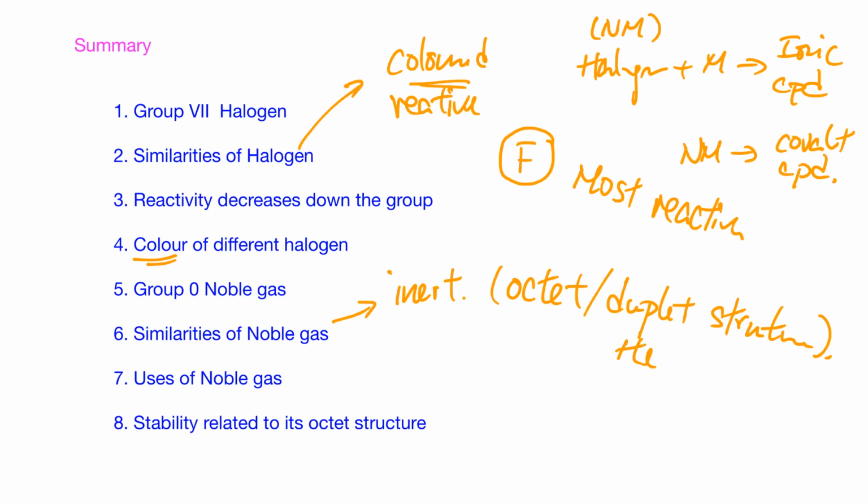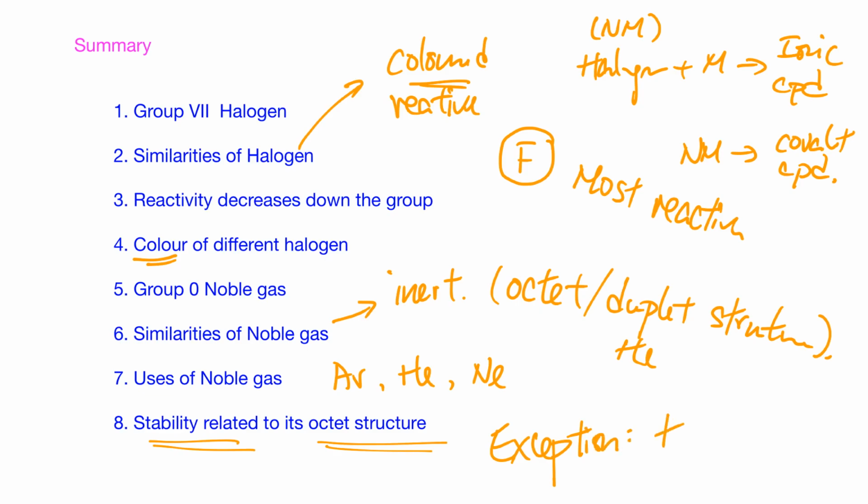For the uses of noble gas, we have mentioned three of them: argon in light bulbs, helium in airships, and we also use neon to fill neon lights. Remember the stability is related to the octet structure. The octet rule states that all elements tend to have a completely filled outermost shell, so they gain extra stability. But remember, not all noble gases have octet structures because we do have an exception. This one is very important. The exception is helium. It just has 2 electrons in the outermost shell.